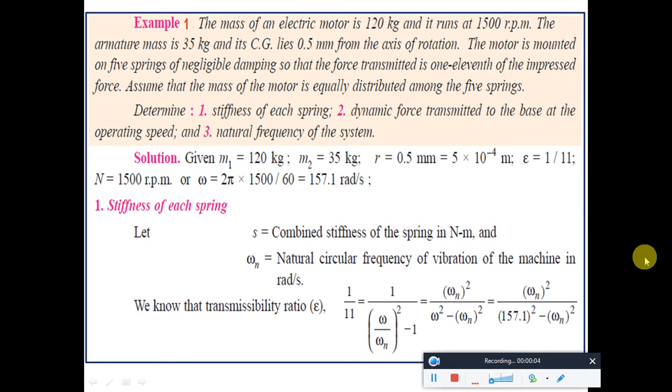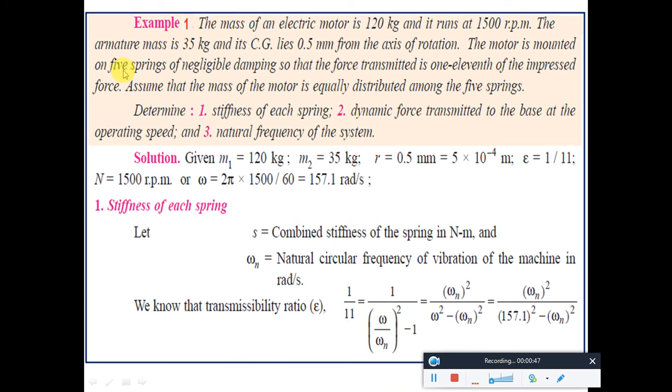We have seen what vibration isolation is and how it is measured using the transmissibility or isolation factor, and we will do a problem on this one. Here the problem they have given is the mass of an electric motor. It's 120 kg and it runs at 1500 rpm. The armature mass is 35 kg and its center of gravity lies 0.5 mm from the axis of rotation. Generally when you have this eccentricity of 0.5 mm from the center of gravity of the motor, there will be some vibration disturbances, which will affect the performance of the motor.